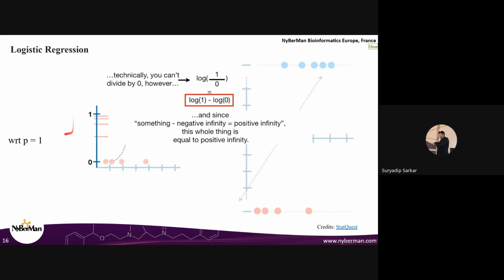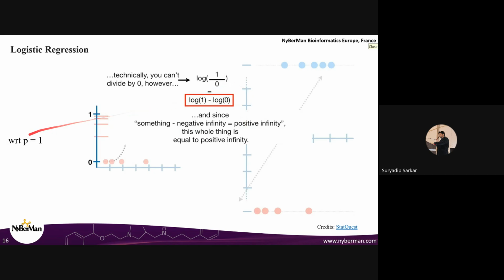Similarly, for a probability of 1, which is somewhere here, if I plug that into the formula, I will get log of 1 by 0. You cannot technically divide by 0, so instead what you can do is log of 1 minus log 0. That is absolutely possible. Log 1 is 0, that is fine, but log 0 is defined as negative infinity. If you remember, log 0 is defined as negative infinity. So something minus negative infinity will give me positive infinity.